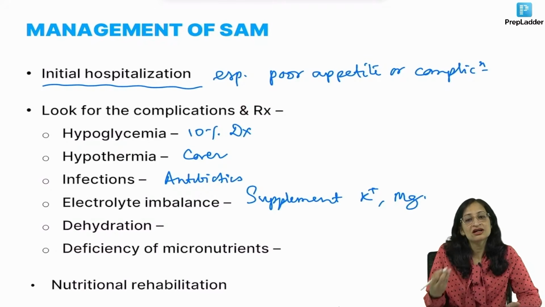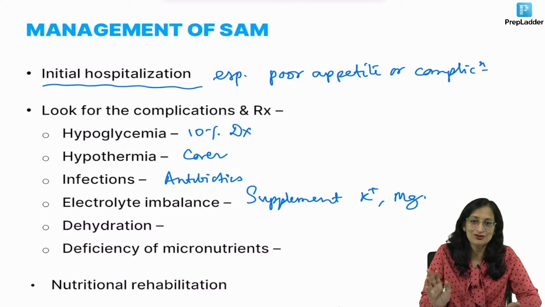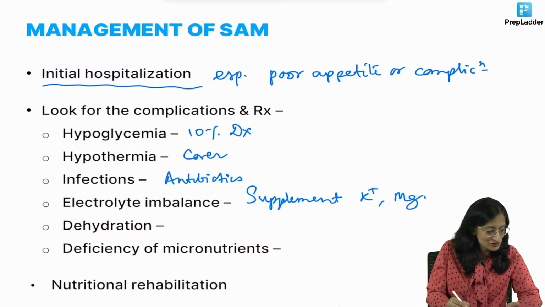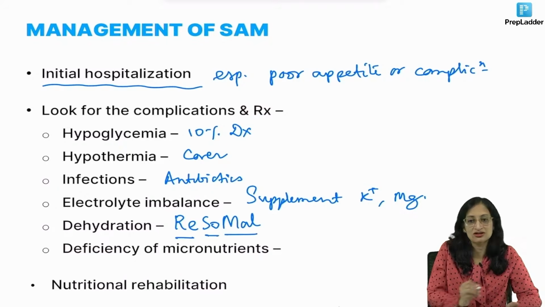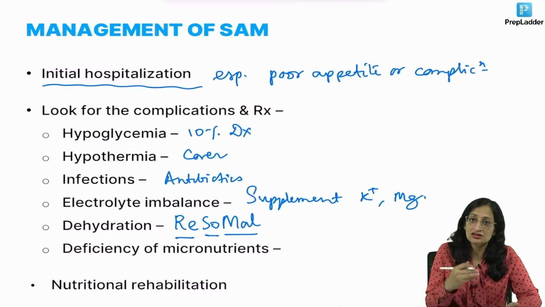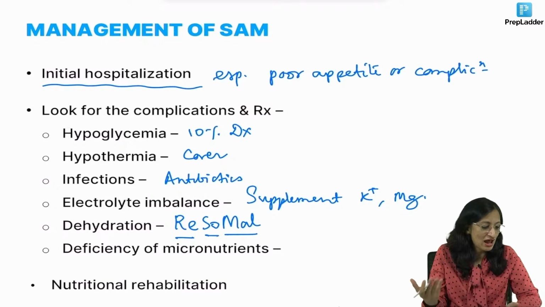For correcting dehydration in a child with SAM, what will you use? What do you use to correct dehydration? We do not use the normal ORS. What do we use in SAM? Waiting for your answers. Yes, we use ReSoMal, or rehydration solution for malnourished child, which has lesser sodium, more potassium and micronutrients.